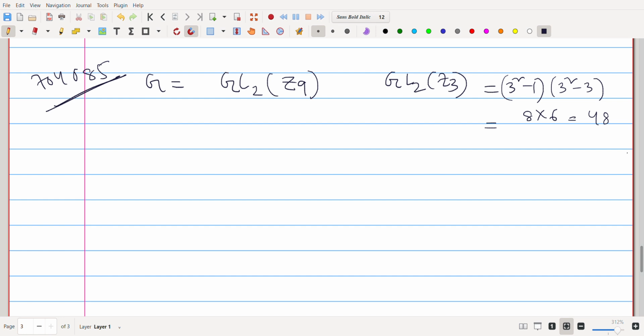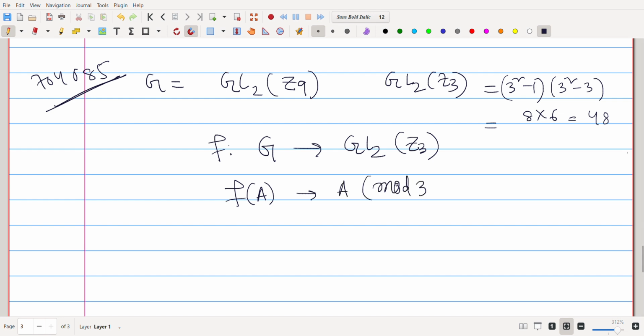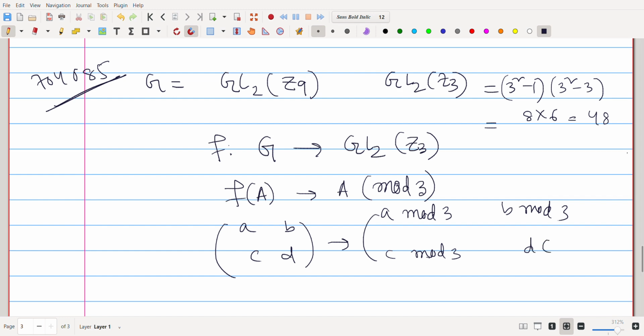So by using that, we are going to find the cardinality of G. Let's define an obvious map from G to GL2(Z3). Any matrix goes to A mod 3. That means if you take any matrix with entries a, b, c, d, map it to a mod 3, b mod 3, c mod 3 and d mod 3.